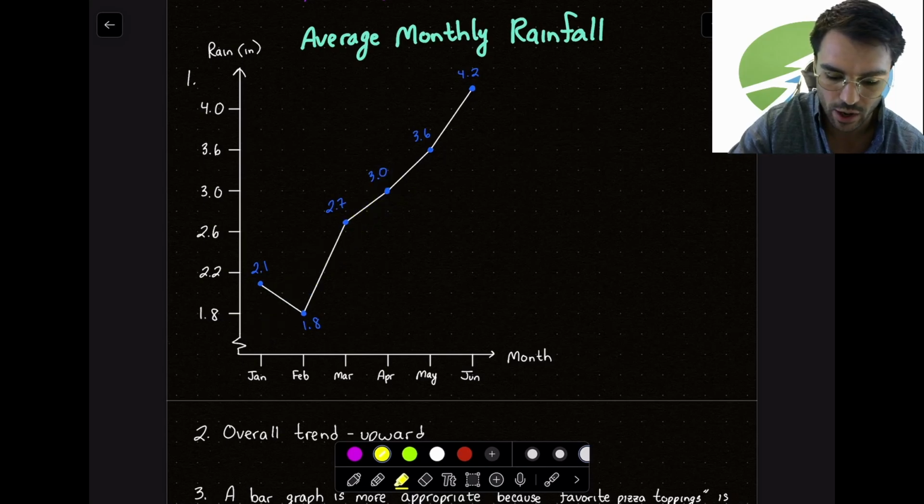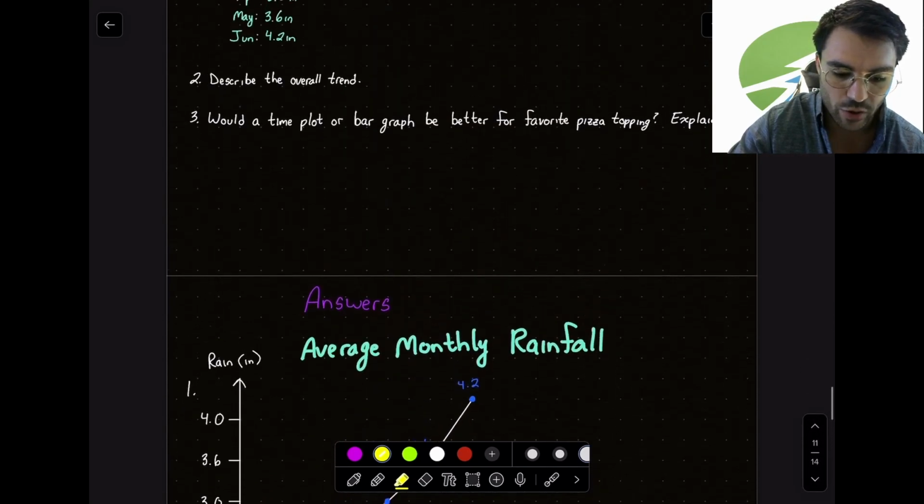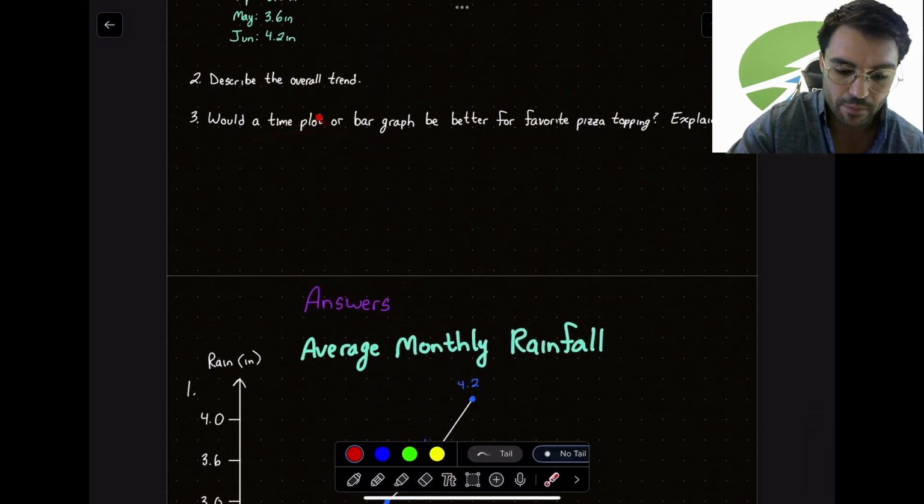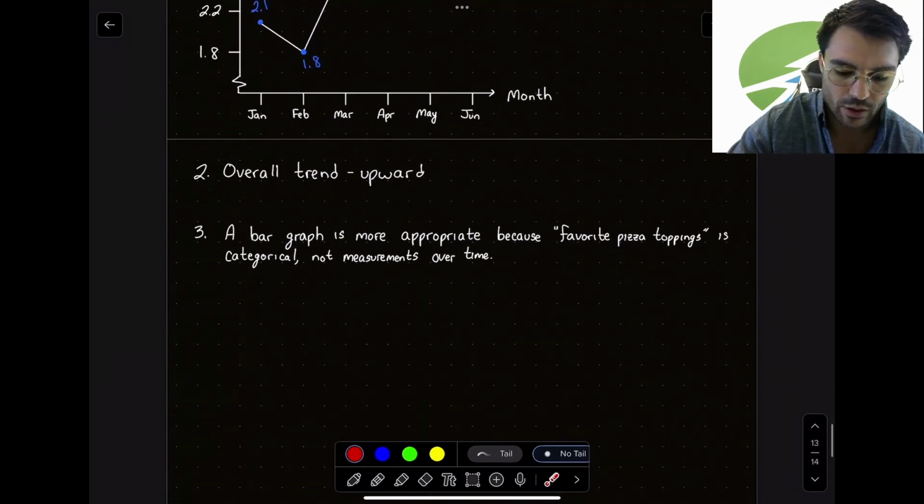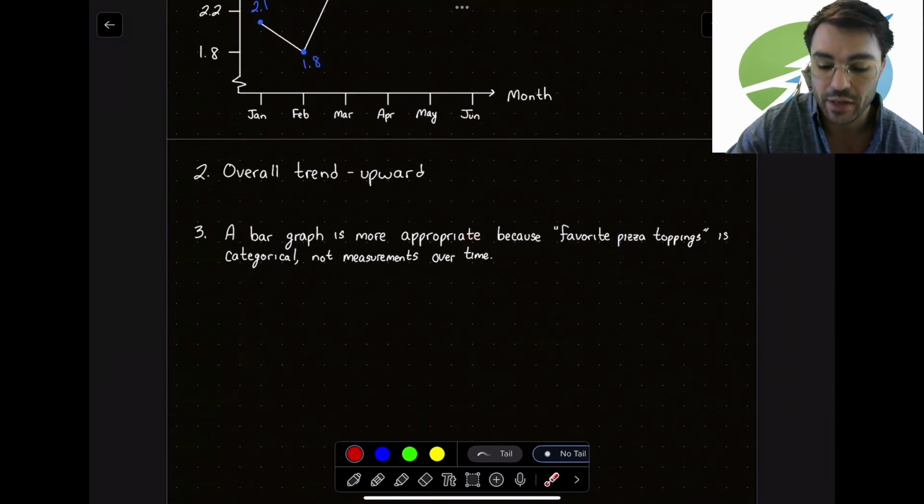Okay. So overall trend upward. And then our last question, would a time plot or bar graph be better for favorite pizza topping? A bar graph would be better. And it's because favorite pizza topping is categorical. Okay. It's not a measurement of time. It's a topic. So we wouldn't use our time plot. We'd use a bar graph.